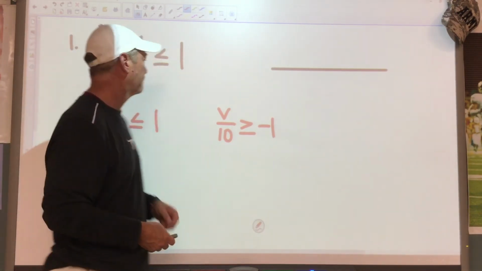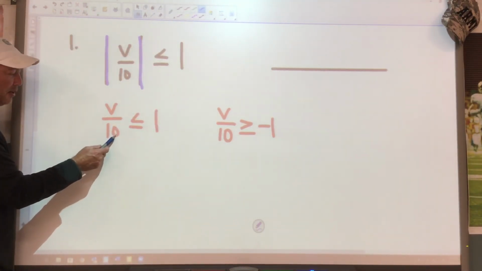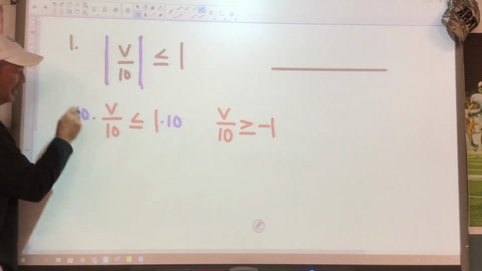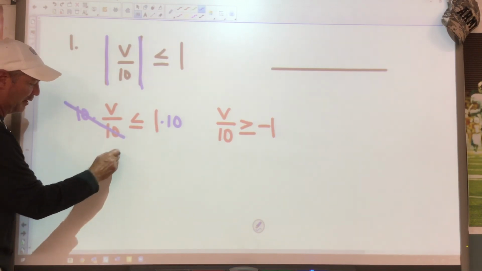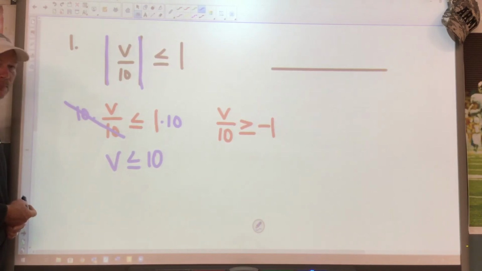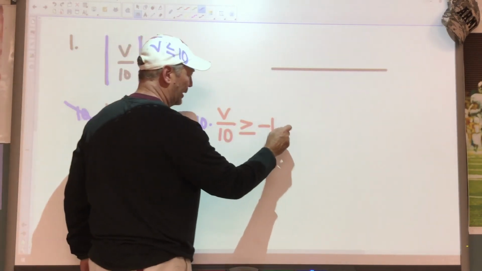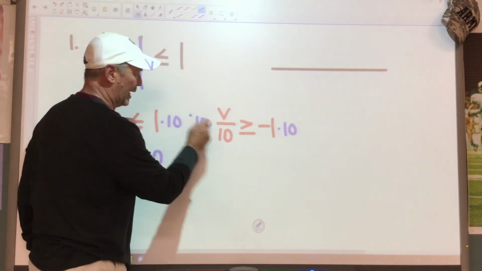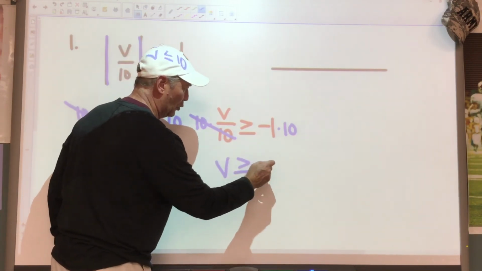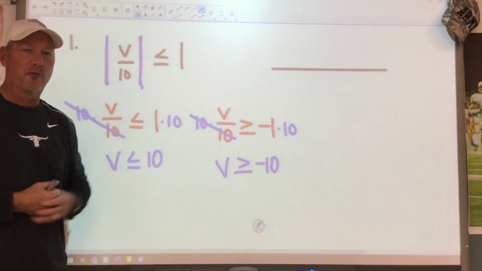Now let's do the math. To move the 10 from the denominator, we're going to multiply times 10. This will cancel. This will tell me that V is less than or equal to a positive 10. Multiply times 10. This will cancel. This is going to say V is greater than or equal to negative 10. Now we want to go to our graph. We want to go to a number line.